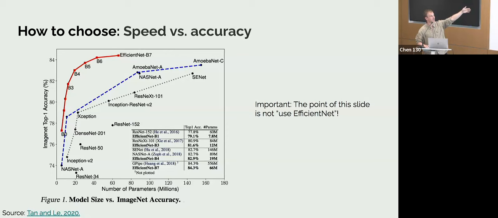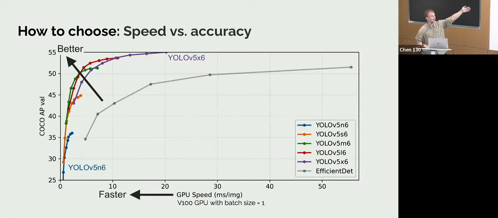Okay, so this is from the EfficientNet paper. They did this exact thing. This is from YOLO v5. They do the exact same thing. Basically here, if you go up and to the left, that means you're more efficient and you're more accurate. So typically they plot these things to show that their model is better in the up and to the left direction. And so you can estimate your trade-offs here.